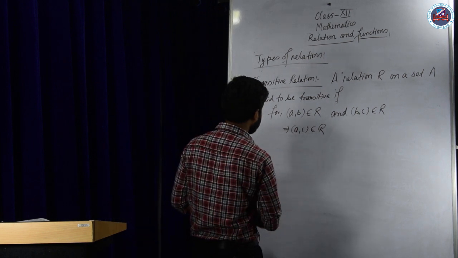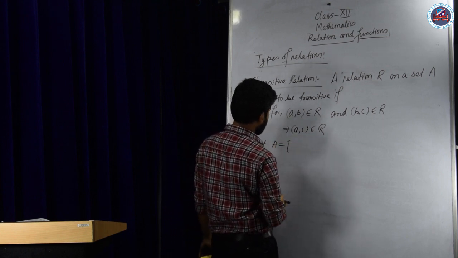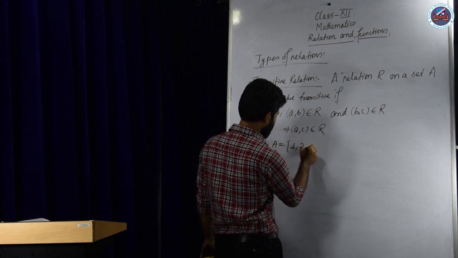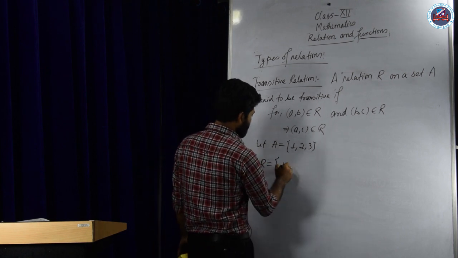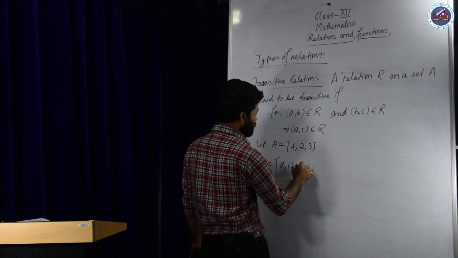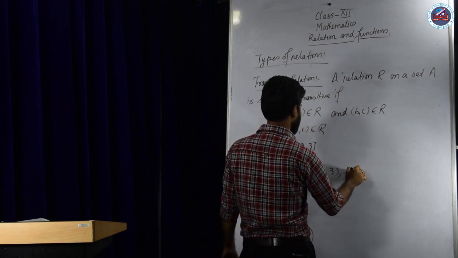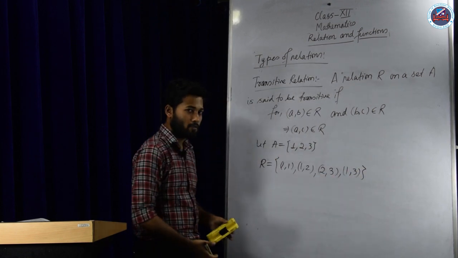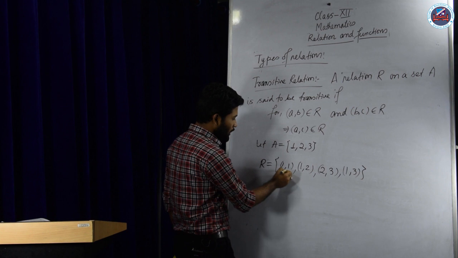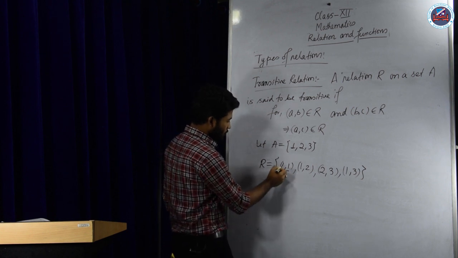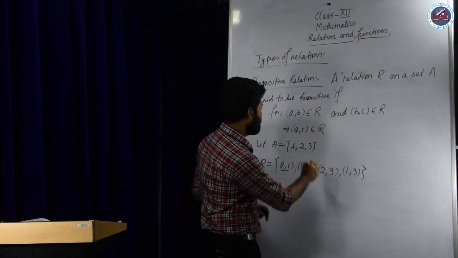So let us see an example. Let A equal {1, 2, 3}, the same set. Now let us define a relation R: (1,1), (1,2), (2,3), (1,3). So let us keep it short. Is it a transitive relation? We have to check it like this: (a,b) belongs to R and (b,c) belongs to R, we must have (a,c) belonging to R.